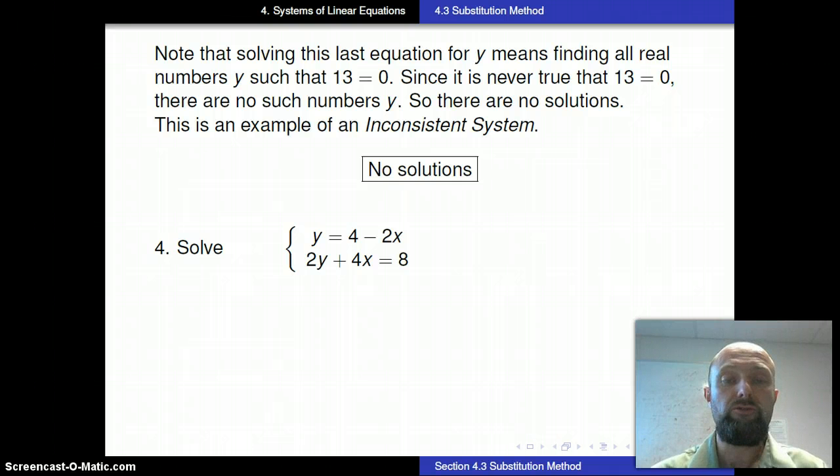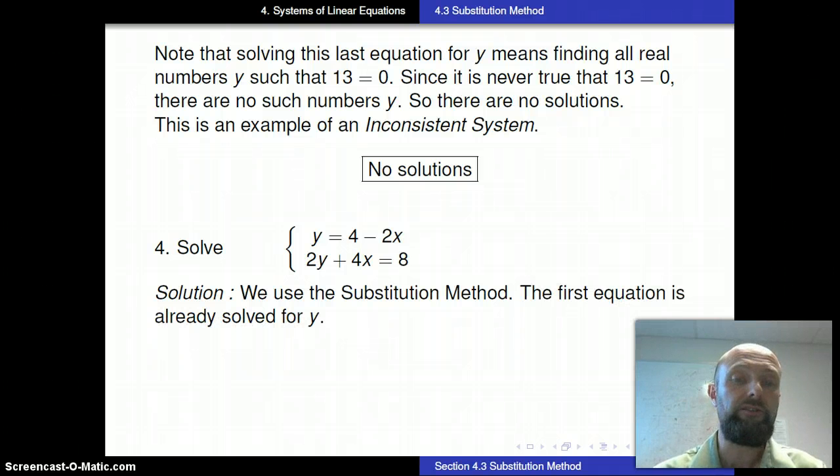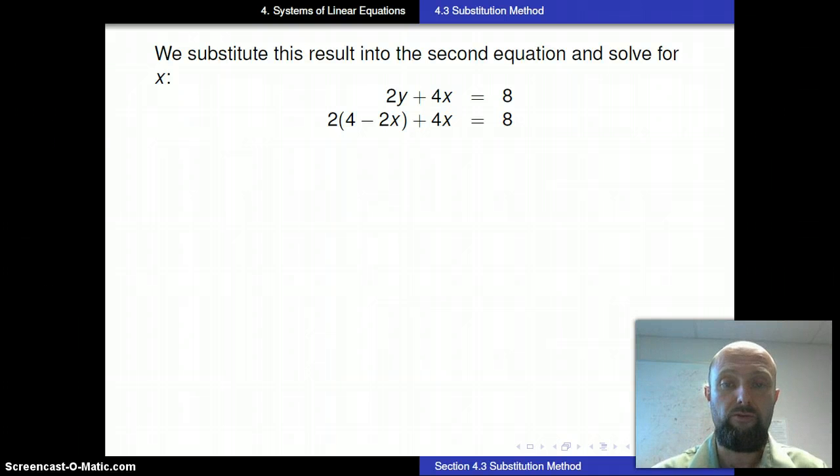Question 4. Solve the system y is 4 minus 2x and 2y plus 4x is 8. We use the substitution method. The first equation is already solved for y. Y is 4 minus 2x. We substitute this result into the second equation and solve for x. 2y plus 4x is 8, and we replace y by 4 minus 2x. We FOIL out and simplify by collecting like terms. We end up with another weird equation. 8 is equal to 8.